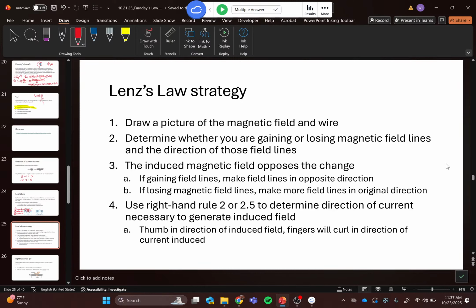Oppose the change. If I'm getting more of them, make some in the opposite direction to cancel them out. If I'm losing them, then I need to make more in the original direction. If I'm getting less, then I need to make more. If I'm getting more, then I need to make one in the other direction to cancel it out. Then use right-hand rule. I recommend 2.5 because it's quick and easy to find the direction of current necessary to make that happen. Three-step process. Am I gaining or losing? Counteract the change. What current makes that happen? That's the shorthand of it.